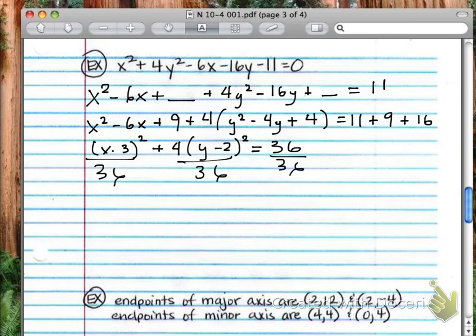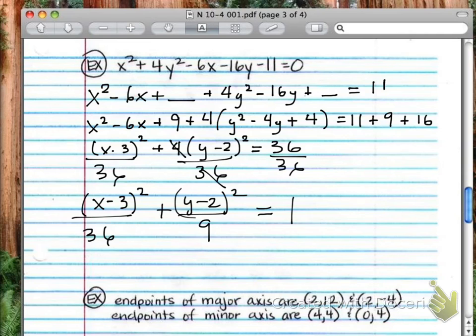Okay? And now you can start to see where the fractions come in. Because initially when you look at this, you might say, how am I going to get fractions? Because they're supposed to be fractions. Well, here they are. So x minus 3 squared over 36 plus, when I reduce, y minus 2 squared over 9 equals 1.